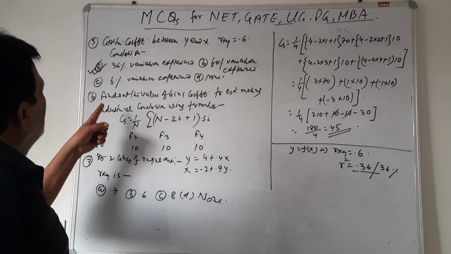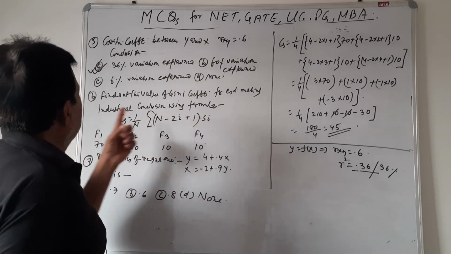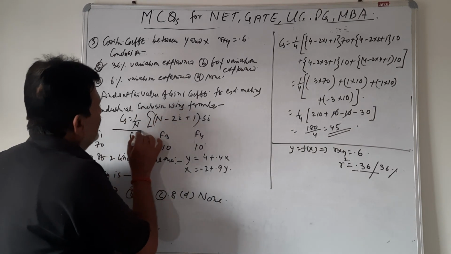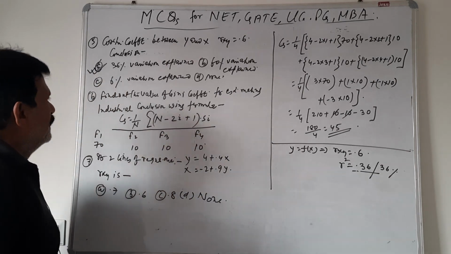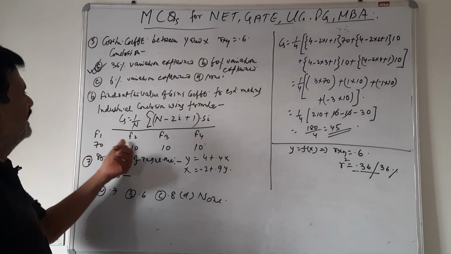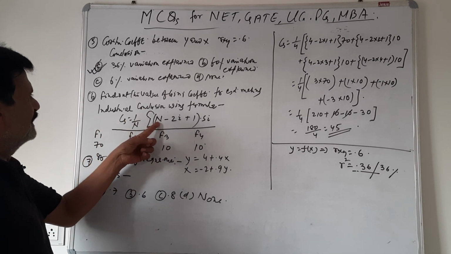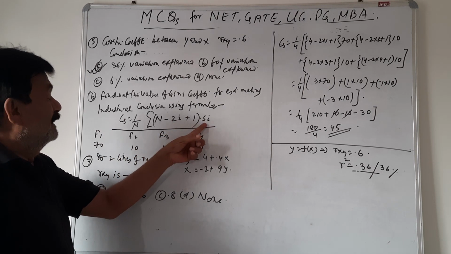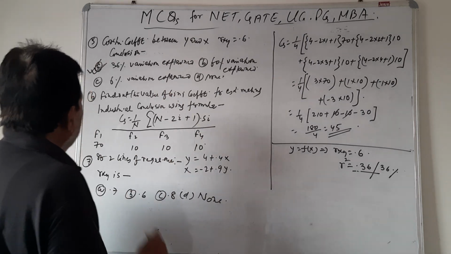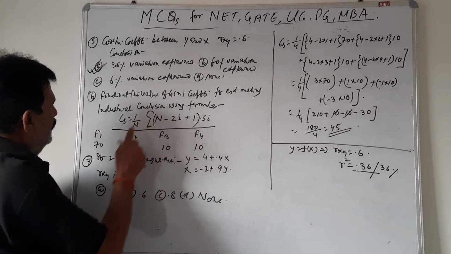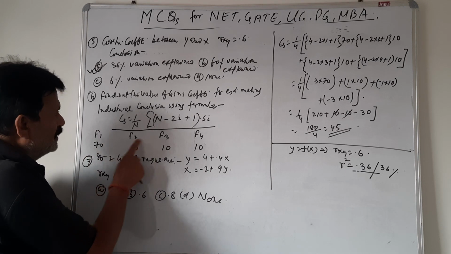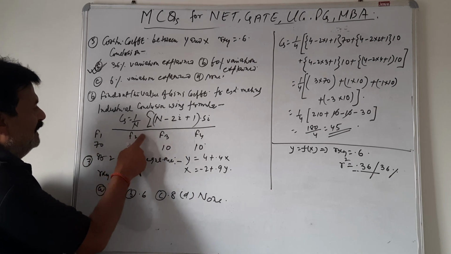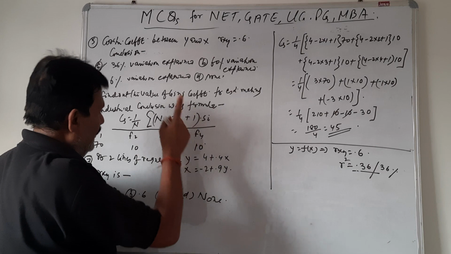Number 6. Find the value of the Gini coefficient for estimating industrial concentration using the formula. By using this formula, we have to find the Gini coefficient when the industrial production of 4 industries is given here. This G is 1 by n summation n minus 2i plus 1 into Si. i is the ith industry and Si is the contribution of the ith industry. We have the 4 industries F1, F2, F3, F4, and these are the individual contributions by all 4 industries. So this is the value of Si: S1 70, S2 10, S3 10 and S4 10.